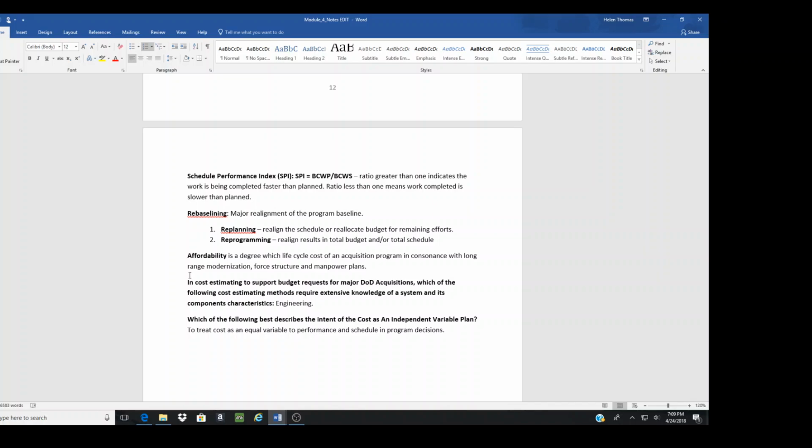In cost estimating to support budget requests for major DoD acquisitions, which of the following cost estimating methods requires extensive knowledge of a system and its components and characteristics? Well, that's the engineering method, because you need extensive knowledge, detail. Which of the following best describes the intent of the cost as an independent variable plan? To treat cost as an equal variable to performance and schedule in program decisions.